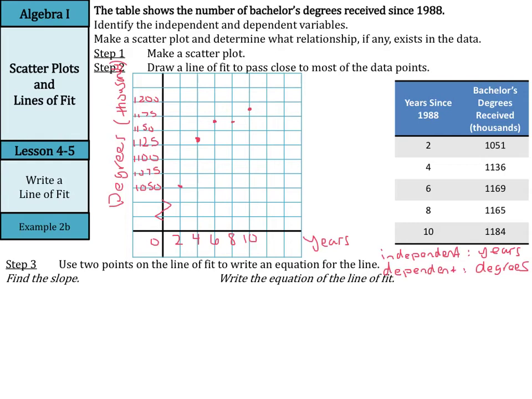Now, when we go to draw our line of best fit, we need to first look at what my correlation is. Well, it does seem as time's going on that our degrees are increasing. So for this one, we can write that there is a positive correlation.